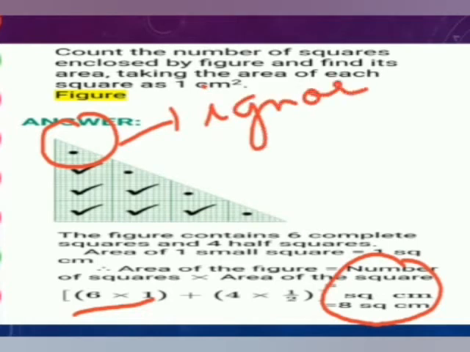And in this you have to keep some more things in mind. In this figure, if a box is less than half, then you have to ignore it. But if the box is more than half, then you have to consider it as a complete box. But if it is exactly half, then you will take the area equal to 1 by 2. So this you have to take care of.